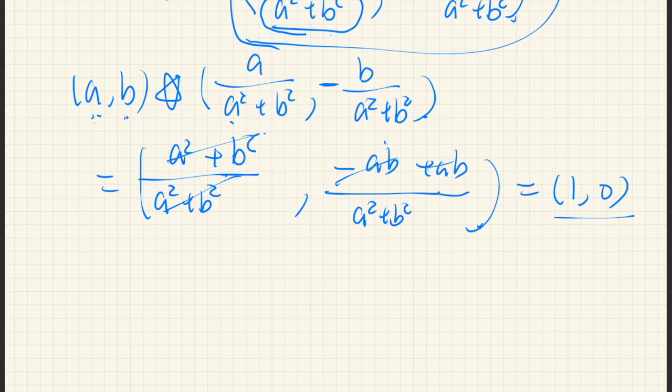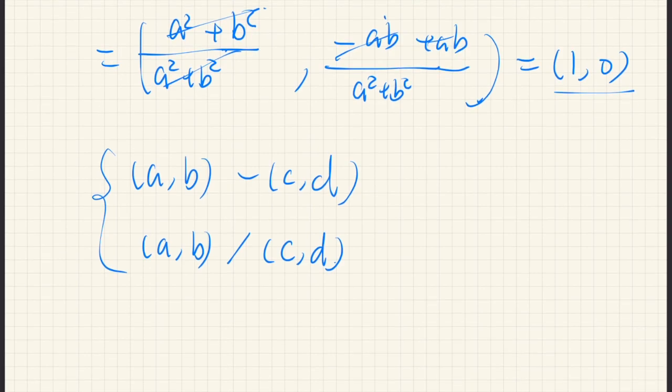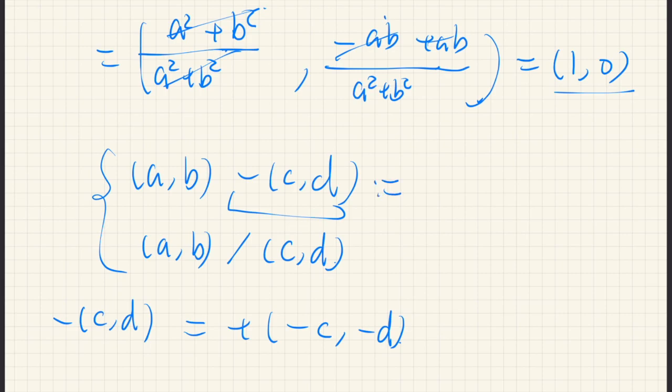Okay, so that's enough for the properties, but notice that we didn't define subtraction like (A,B) minus (C,D), or division like (A,B) divided by (C,D). But there's no problem with that, because what do we mean by negative (C,D)? It's just the additive inverse of (C,D). So this is just another way of expressing (A,B) plus (negative C, negative D). So subtraction is defined in this way.